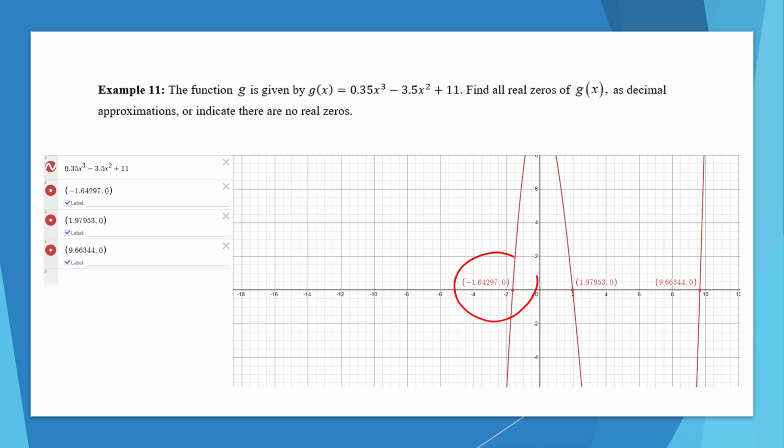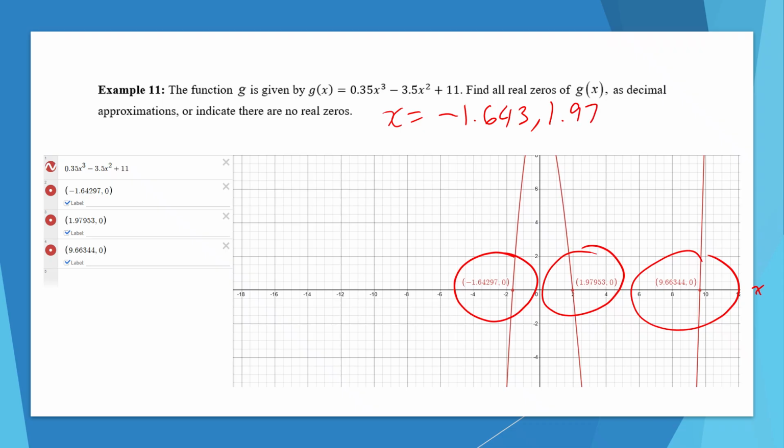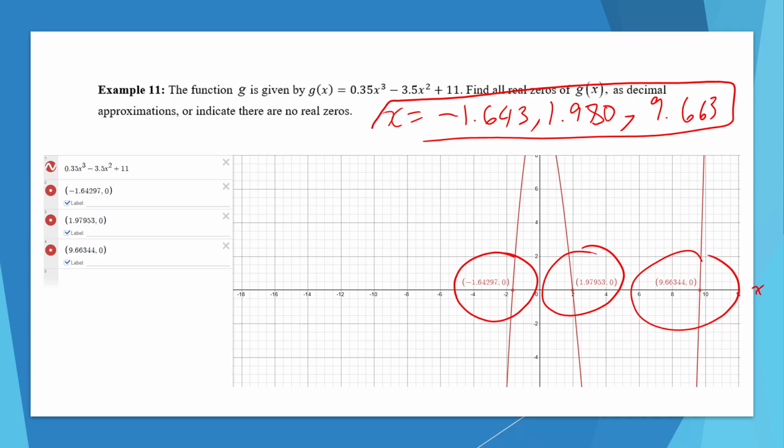And then if you just highlight your cursor over these points, over where it crosses the x-axis, you will find the same zeros. So I would say as my answer, x equals -1.643, 1.979, but then that gets rounded up, so I would say 1.980, and then 9.663, and those three should be my answer for example number 11.